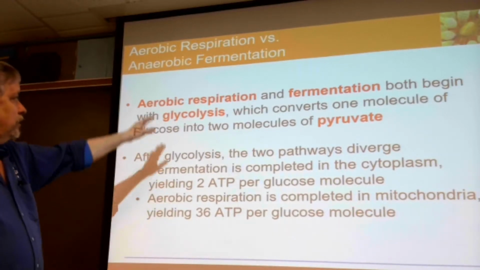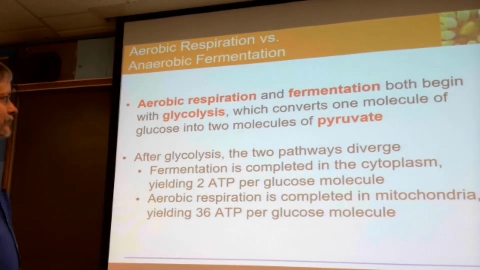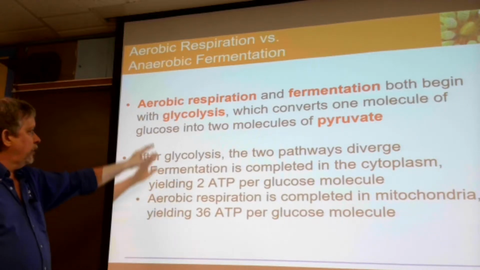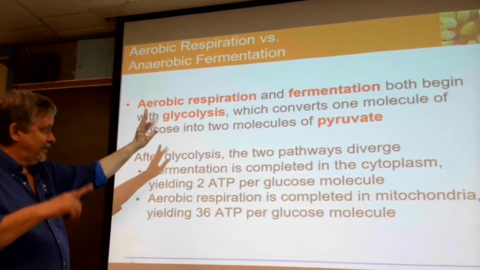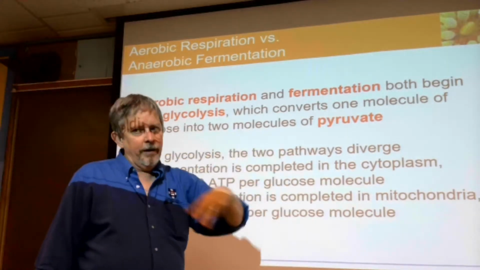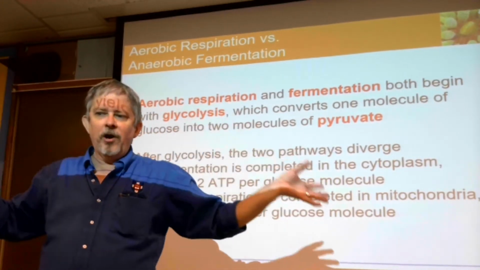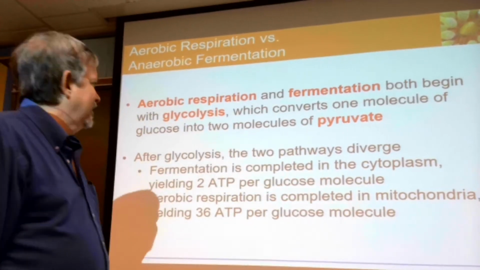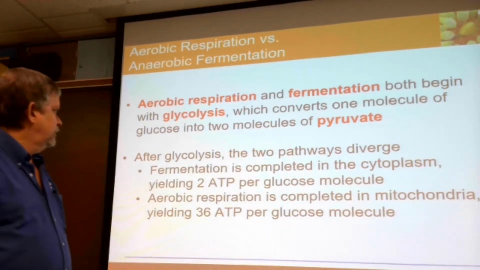All right, so aerobic respiration and fermentation both begin with glycolysis, which converts 1 molecule of glucose into 2 molecules of pyruvate. So glucose has 6 carbons, pyruvate has 3. So basically, in glycolysis, you're just taking a sugar and breaking it in half, and that's your products there. After glycolysis, the 2 pathways diverge.